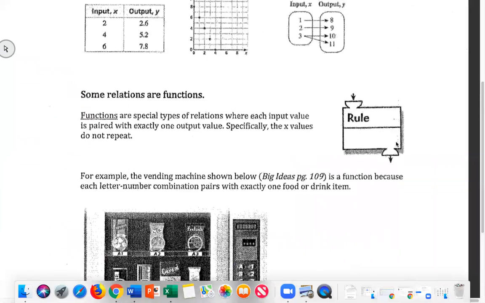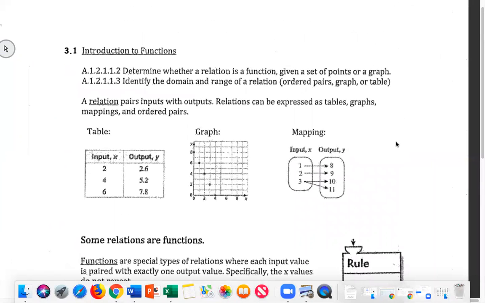All right, so now we can get started with 3.1, which is an introduction to functions. So basically, a grouping of points is like a relation. When I say this corresponds to that, that's a relation. But a function is a specific way the points are paired. So a relation puts inputs with outputs. And relations can be expressed in 3 ways.